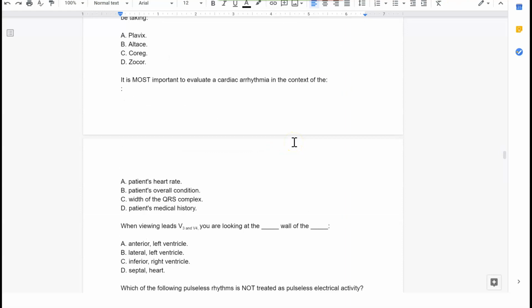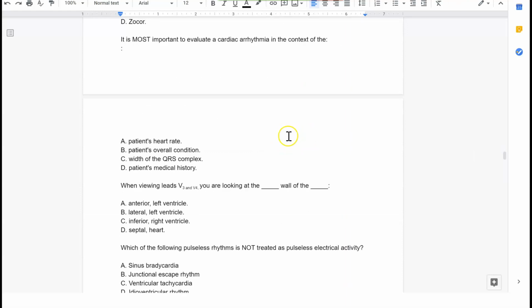It is most important to evaluate a cardiac arrhythmia in the context of, okay, and this goes back to that guy at the gym question, right? What's going to prompt you to treat a cardiac rhythm or cardiac arrhythmia? It's going to be the patient's overall condition, right? They might have a heart rate of 38, but they're doing A-okay and their blood pressure is good, right? And none of these other things are going to matter.